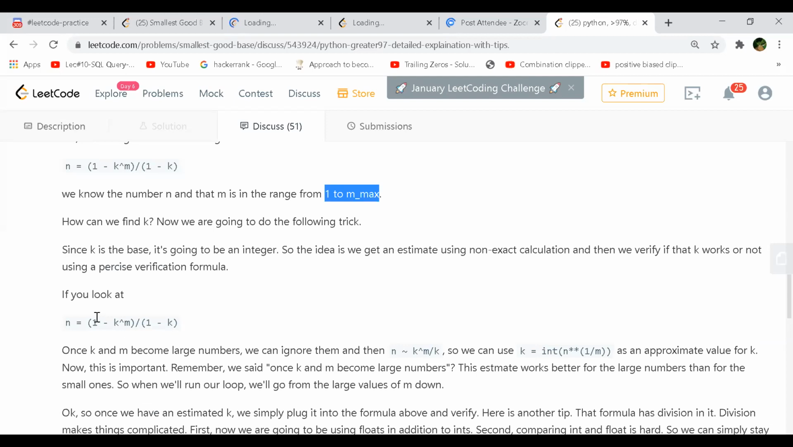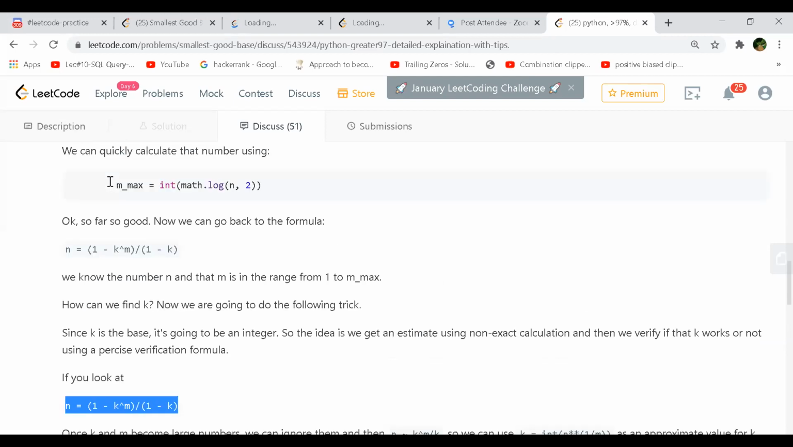We are having only one equation. No, you said you have the log one also, right? The one below. Yeah, this we are using to find to what maximum extent we can go. So m and m max itself is the same, right? It's again m, the number of digits in this case, correct?